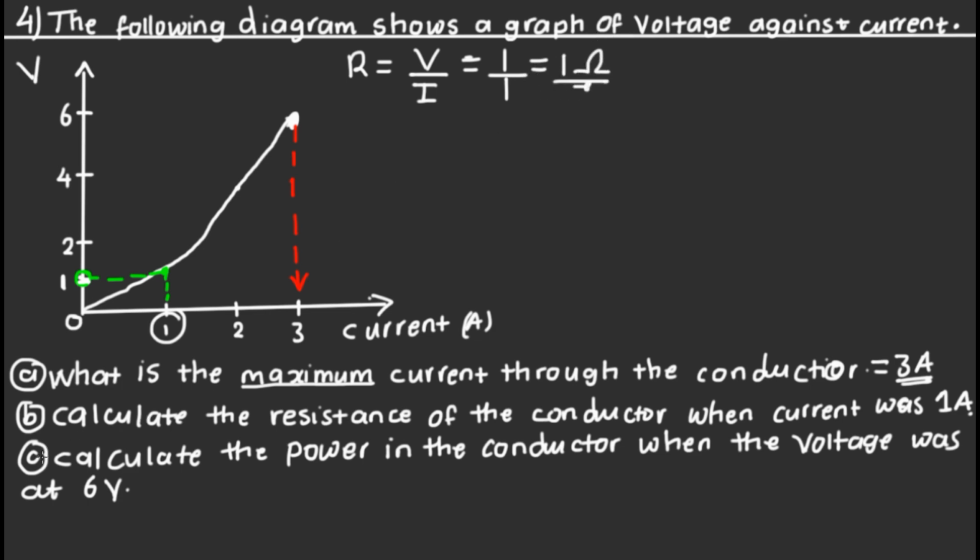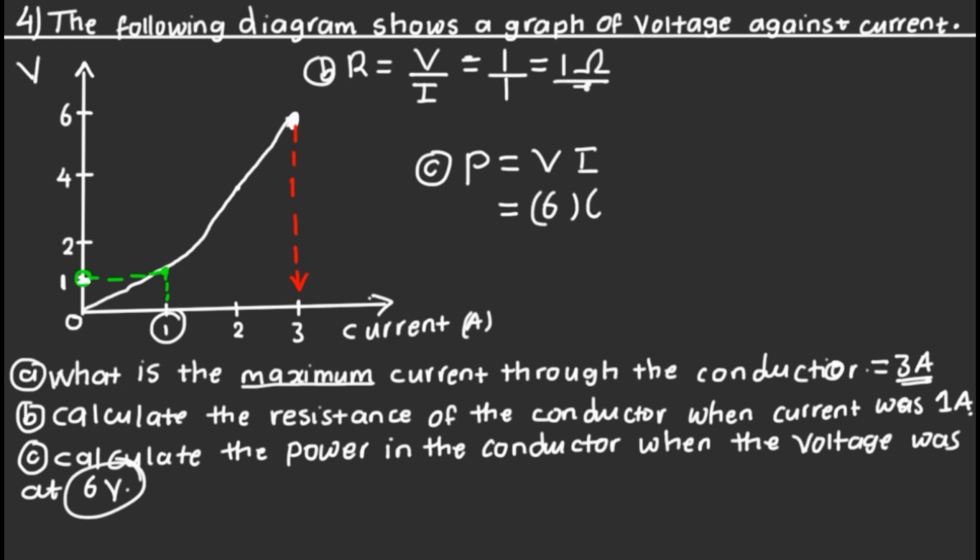Now let's go to question C. Calculate the power in the conductor when the voltage was at 6 volts. So what is the formula for power? Power is given by voltage multiplied by current. So this is the answer for B. Then this is the answer for C. Voltage is given as 6 volts. Now do we have current? No, we don't have current.